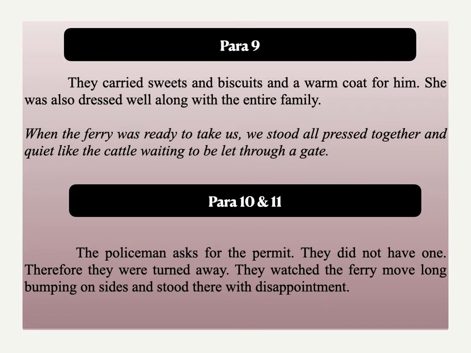Now, moving on to paras 10 and 11, the policeman asks for the permit, and they did not have one. In order to get into the ferry, reach the island and see someone who is in jail, the family needs a permit. They have to take a permit first in order to visit this prison. Unfortunately, they did not have one. Therefore, they were turned away. They watched the ferry move along, bumping on the sides, and stood there with disappointment. The entire excitement got shattered into pieces because they did not have the permit, and they were not allowed to get into the ferry.